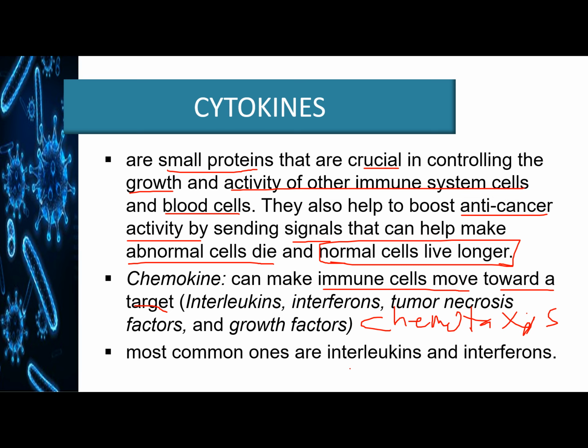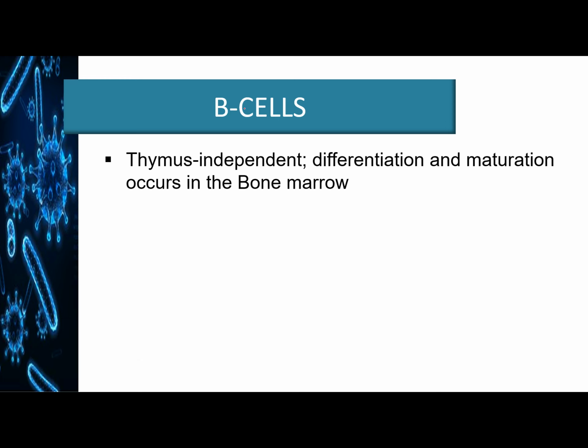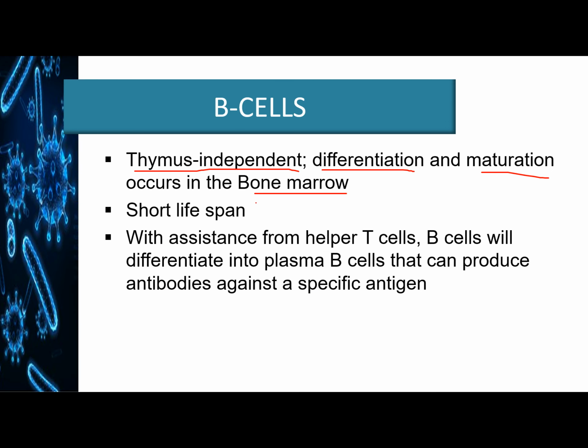Now, the most common types, class, of cytokines are your interleukins and interferons. Go to your B cells, class, this time. So B cells, class, are technically thymus independent. They do not need the thymus to mature. Differentiation and maturation would occur in the bone marrow. They have a short lifespan. Kaya nga sila, class, they tend to be only 1/4 of your lymphocytes. Now, with assistance from helper T cells, B cells will differentiate into plasma B cells that can produce antibodies against a specific antigen.